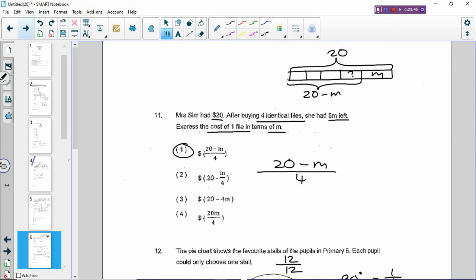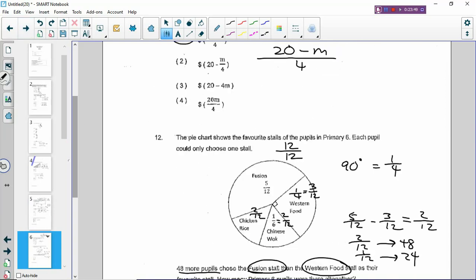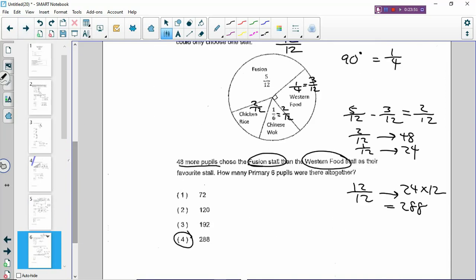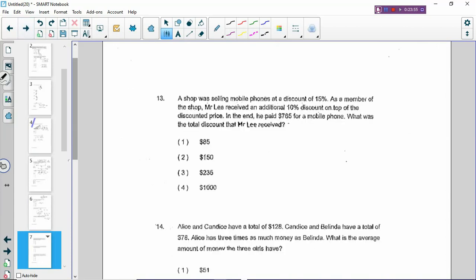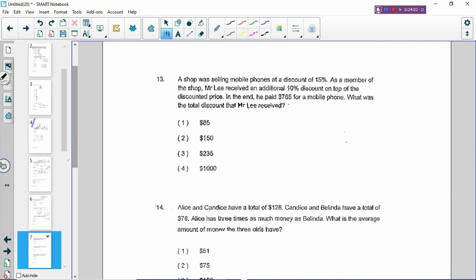Okay, so let's go back to our question 13. Okay, question 13, and now let's look at this. Now this will be a little hard. This question 13 is actually a little hard for some of you, but let's try and do this.